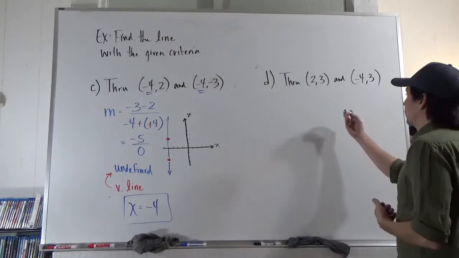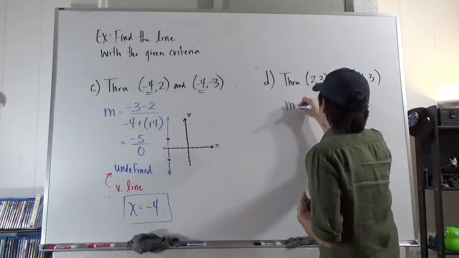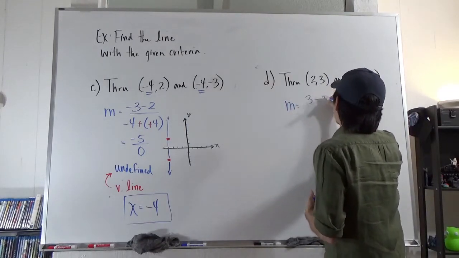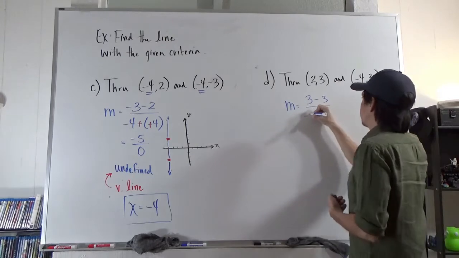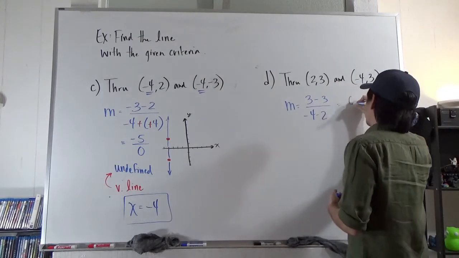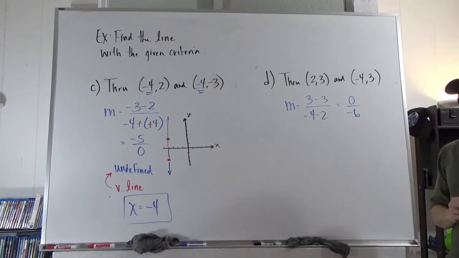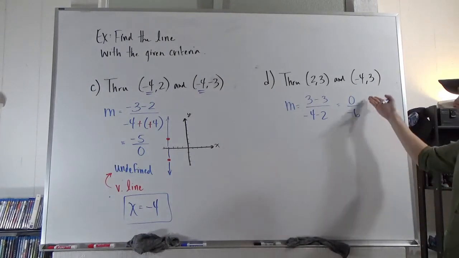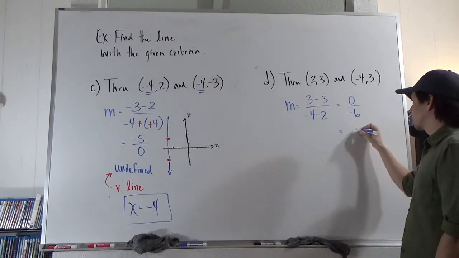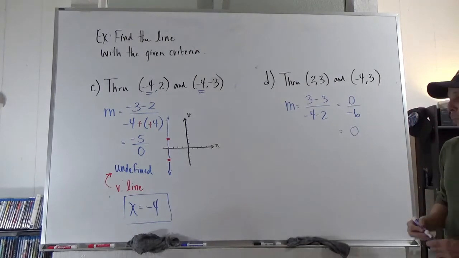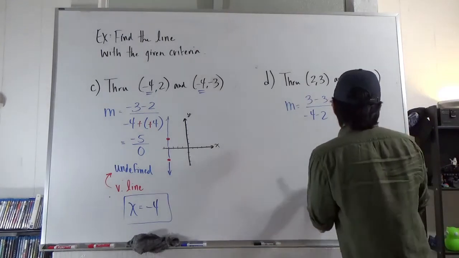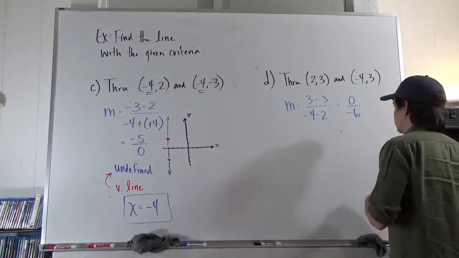Okay, I'm going to start, unpause it. Slope: 3 minus 3 over negative 4 minus 2. You get 0 up top, and negative 6 in the bottom. You can do 0 divided by any number. 0 divided by negative 6 is a valid computation. It equals a number. That number happens to be 0. And that is your slope.